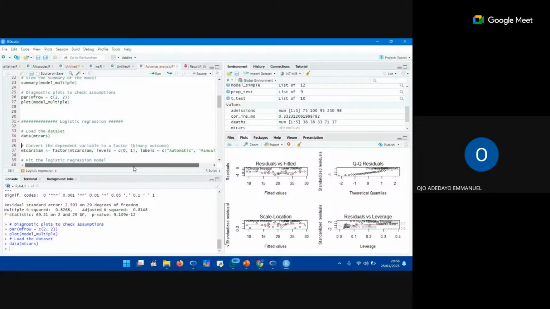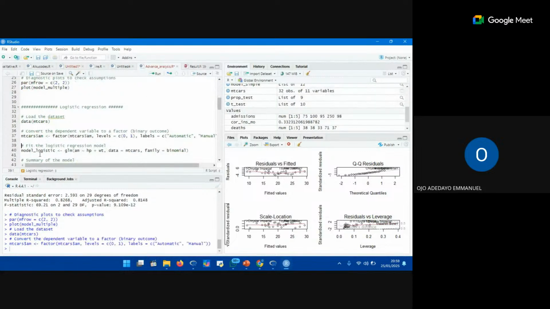Immediately after I finish this class, let me share the code so that it will not be like yesterday's. So the automatic is 0 and the manual is 1. By doing that, we have our two outcomes, automatic and manual. So let me run this with Control Enter.